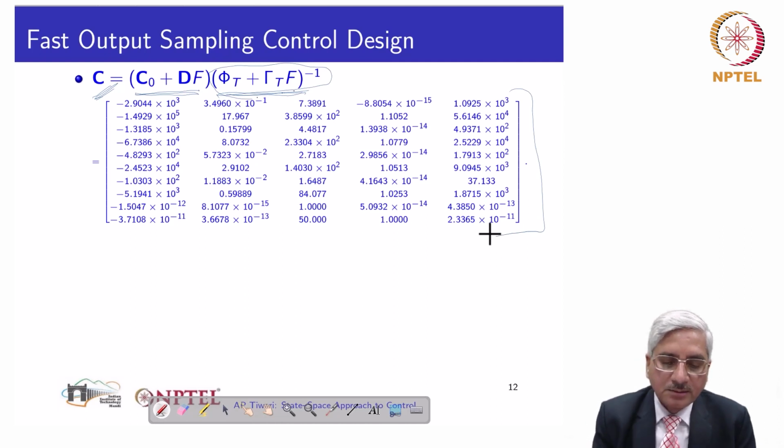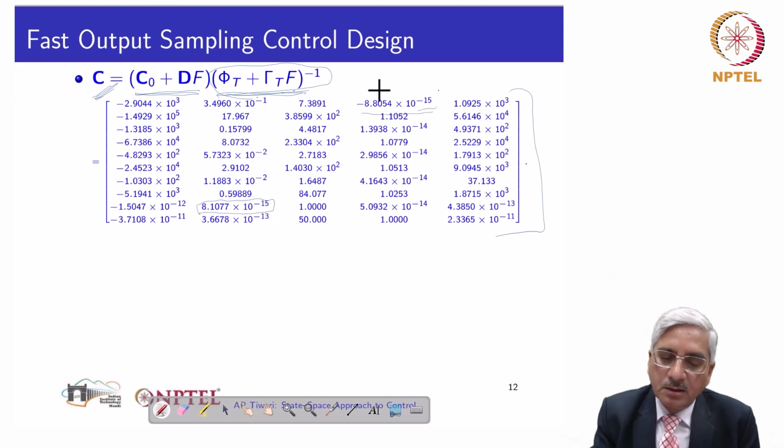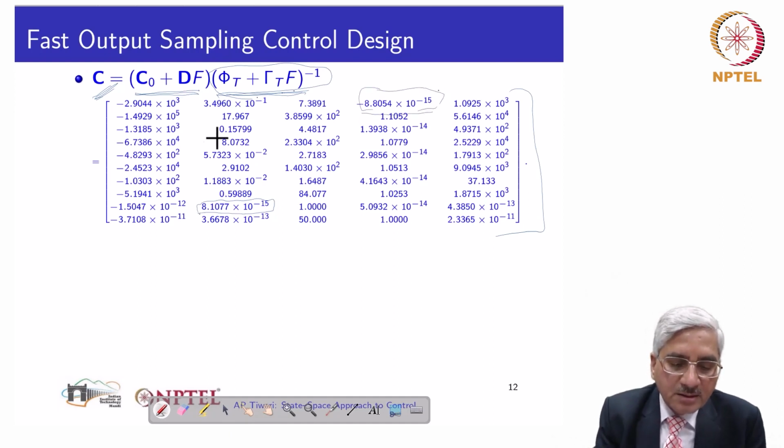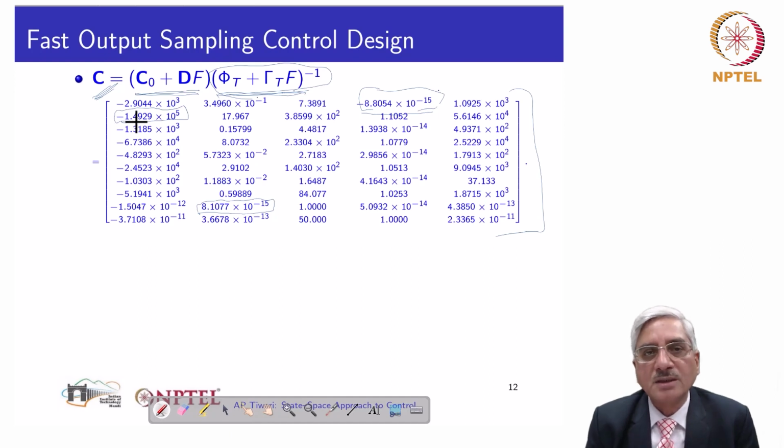Some elements, please see here, are of the order of 10 to the power minus 15, as good as 0, and some elements are as high as 10 to the power 5. So this matrix has very bad conditioning. The condition number of this matrix is very poor, and there is a likelihood of facing numerical errors.